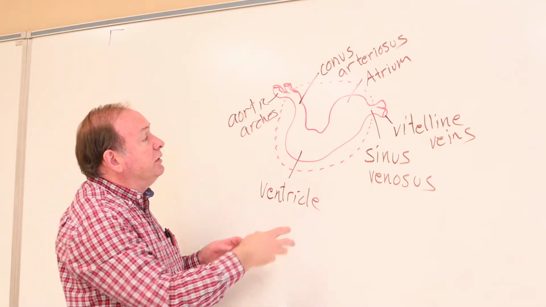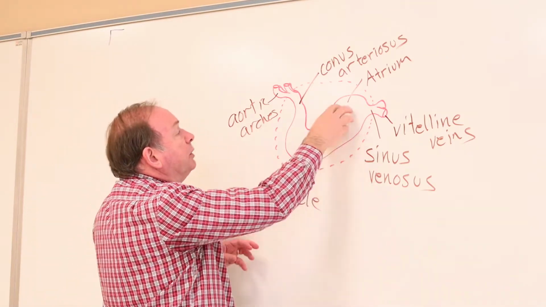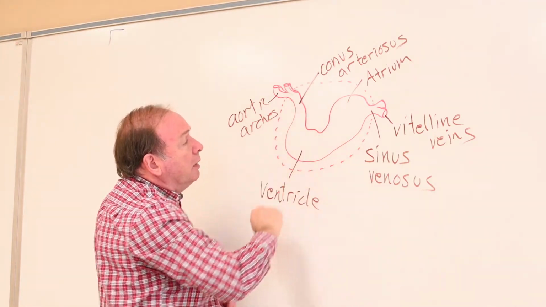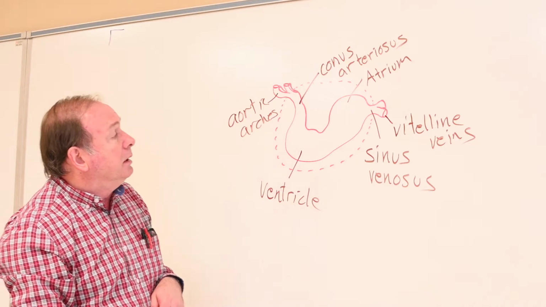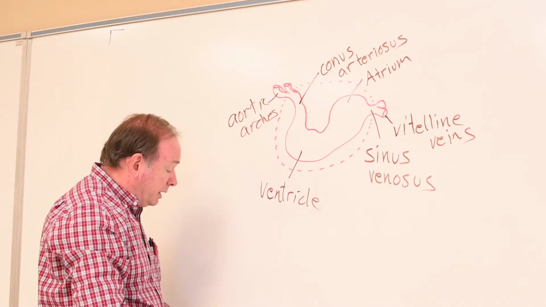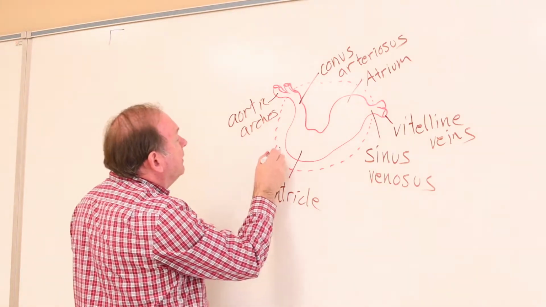In the next stage of the heart, it'll look pretty much the same. We'll just move this atrium up a little bit more and the ventricle back a bit more. And we didn't label the pericardial cavity.